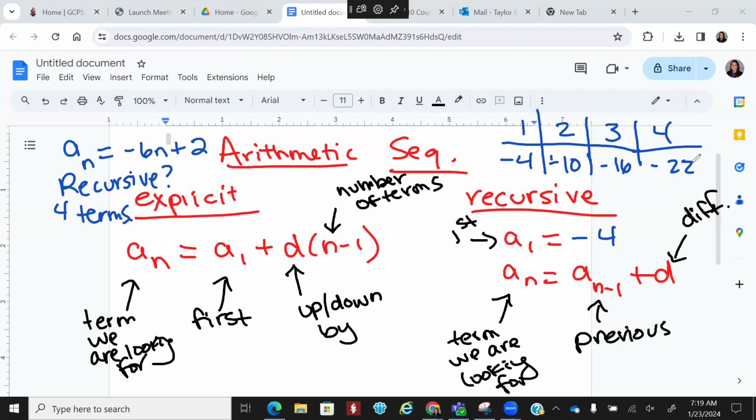On y'all's mastery checks, a lot of y'all just put 6. Are we going up by 6 or down by 6? Down, so we need to put negative 6. A lot of y'all just put 6, and that's not correct. So you need to make sure that you put negative 6. And this right here is the recursive formula.